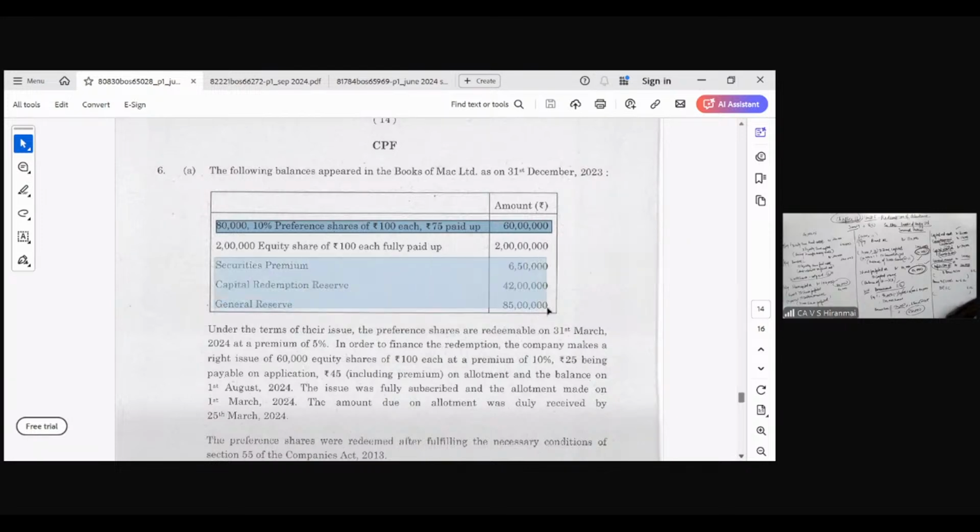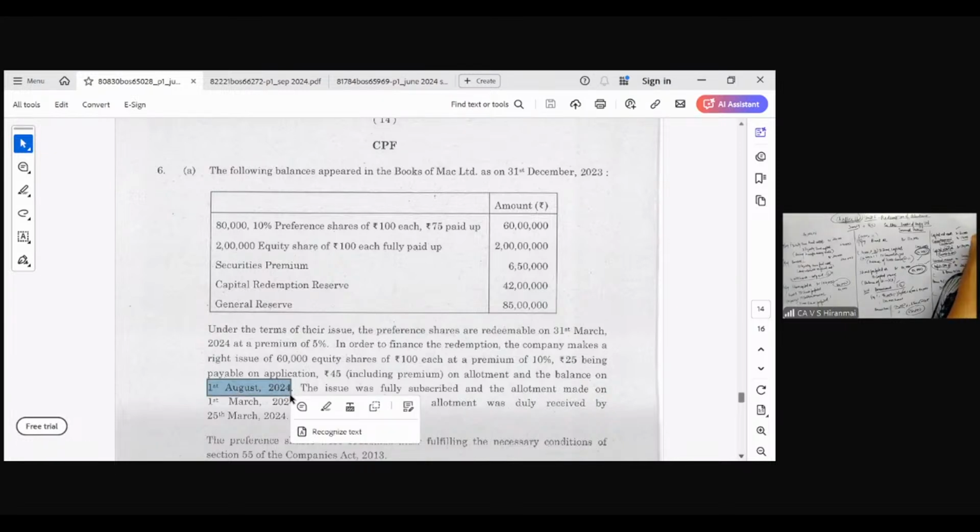Next, you have the securities premium. Already capital redemption reserve is there. General reserve is there. All of you, please see, same question we have in the illustration. Under the terms of issue, preference shares are redeemable on 31st March 2024 at a premium of 5%. In order to finance the redemption, the company makes a rights issue of 60,000 shares at 100 rupees at a premium of 10%, 25 being payable on application, 45 including the premium payable on allotment, and the balance on 1st of August. So are they making the final call now?